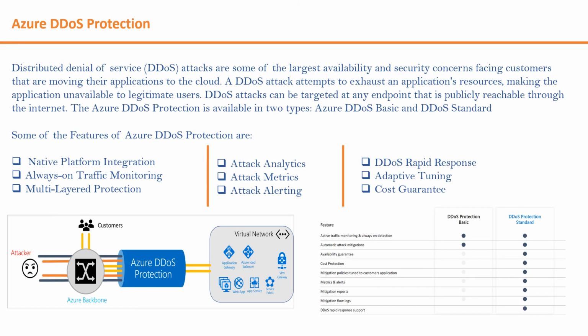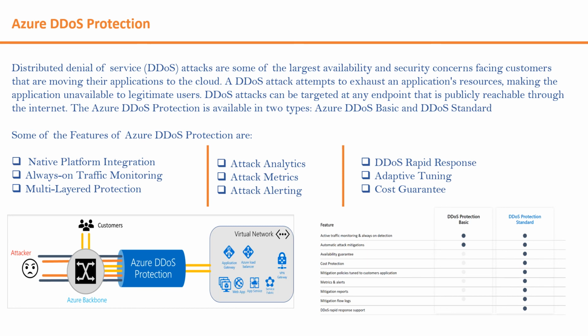Azure DDoS protection. Distributed denial of service (DDoS) attacks are some of the largest availability and security concerns facing customers that are moving their applications to the cloud. A DDoS attack attempts to exhaust an application's resources, making the application unavailable to legitimate users. DDoS attacks can be targeted at any endpoint that is publicly reachable through the internet. Azure DDoS protection is available in two types: Azure DDoS Basic and Azure DDoS Standard.